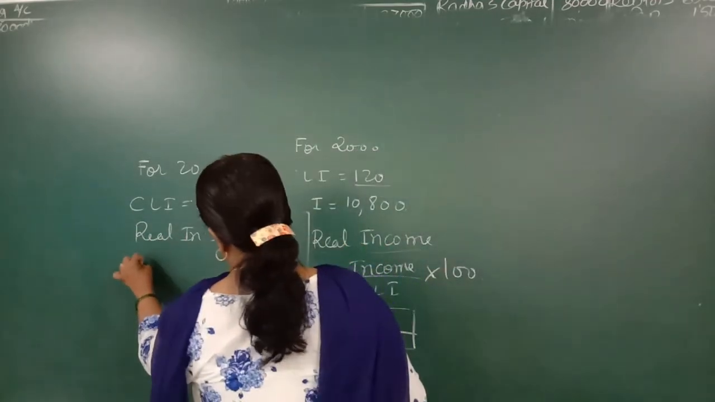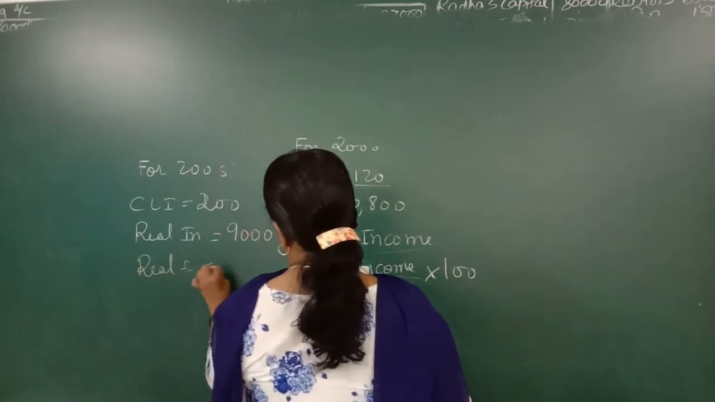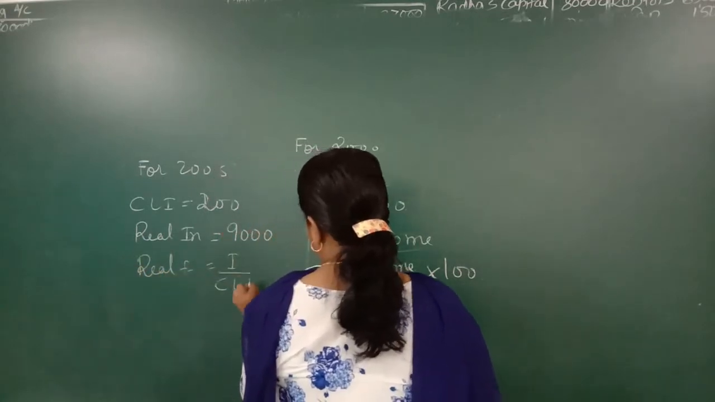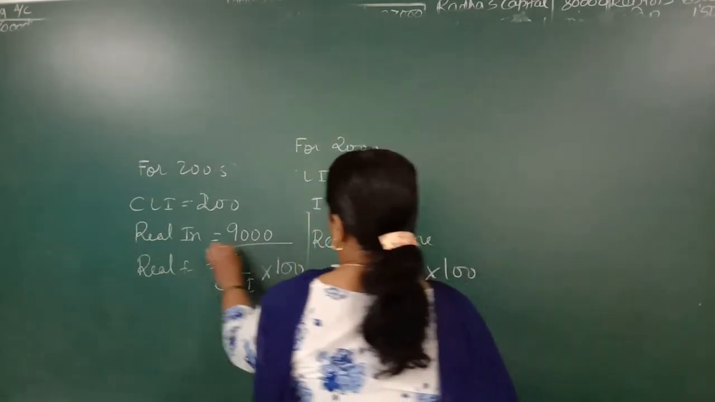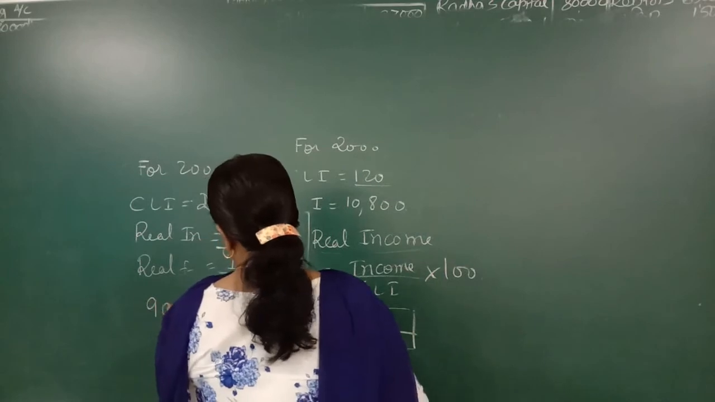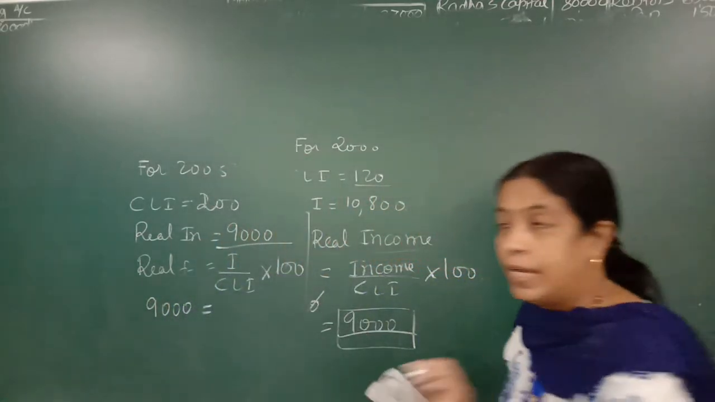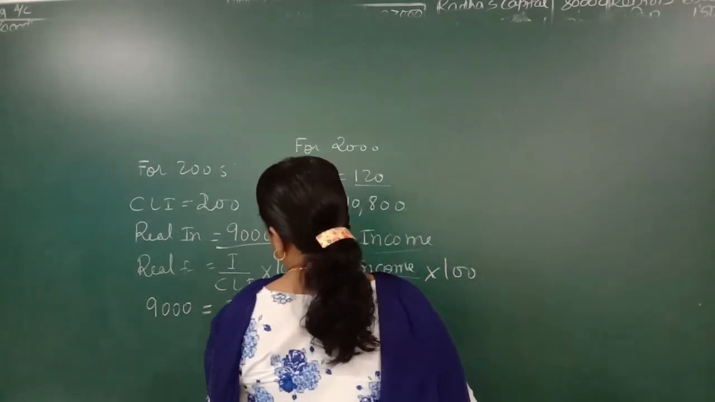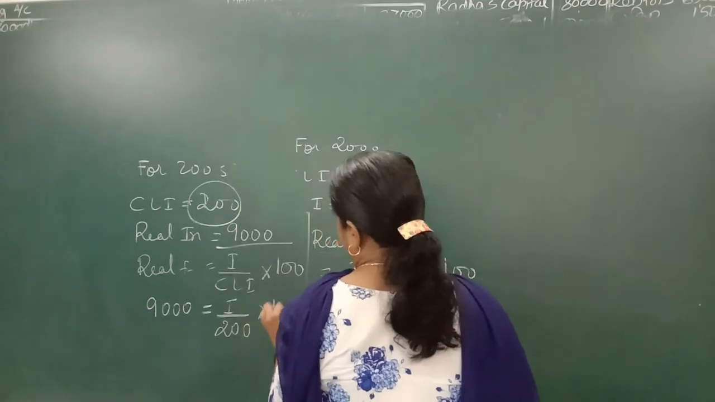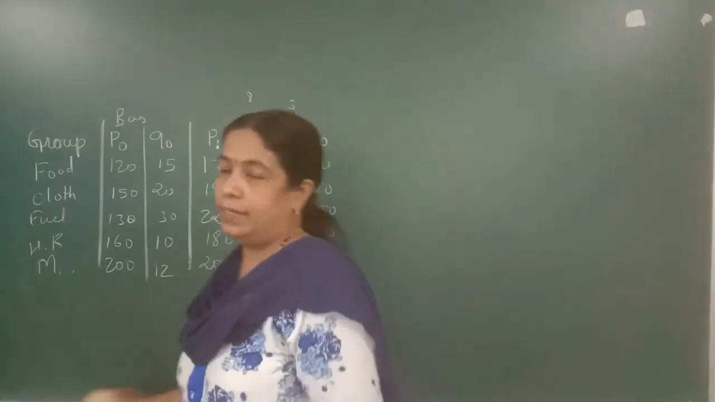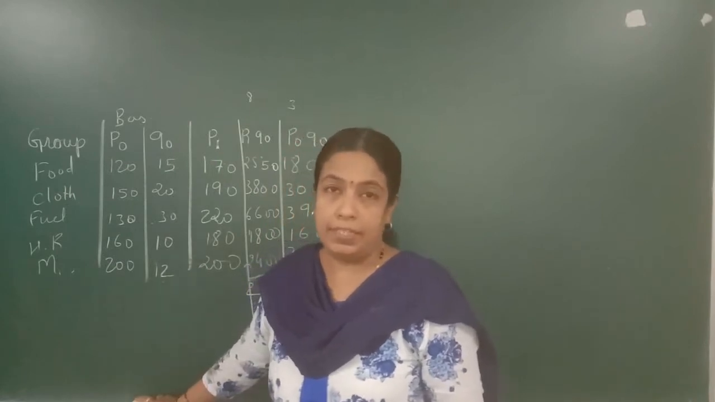Now what is our formula? Real income is equal to income upon CLI into 100. But the real income we know, 9,000, is equal to this year's income, which we don't know, upon CLI given to be 200 into 100. 0, 0, that's it.